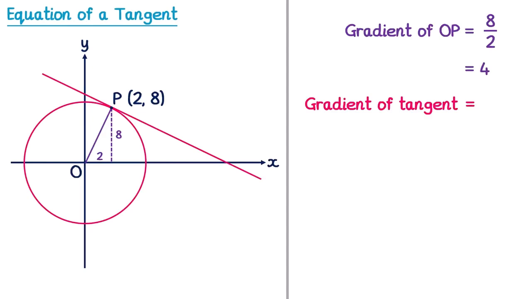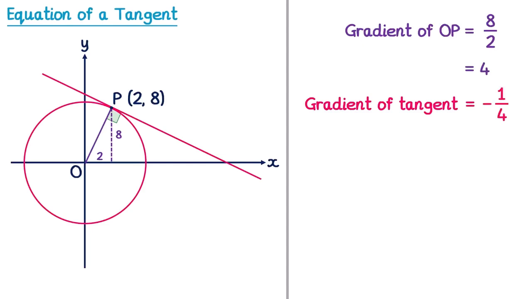This relies on a bit of knowledge from circle theorems. We need to know that when a radius meets a tangent, it forms a 90-degree angle. So this angle in here is a right angle. This means that the line OP and the tangent are perpendicular to each other, which means their gradients must be negative reciprocals. So if we know the gradient of OP is 4, the gradient of the tangent must be negative 1/4.